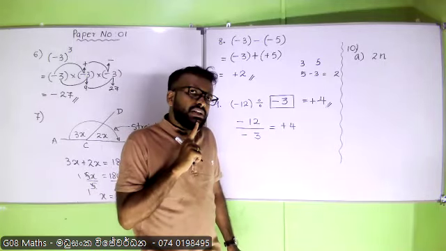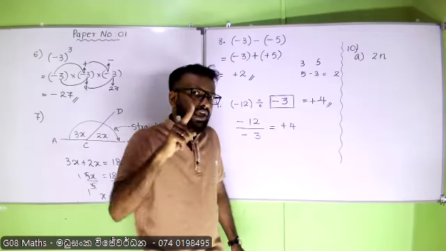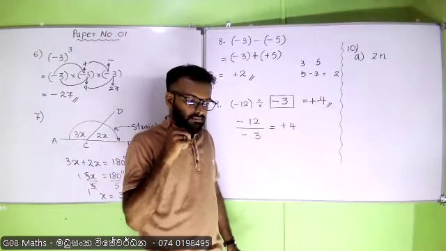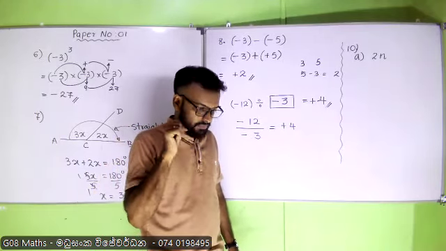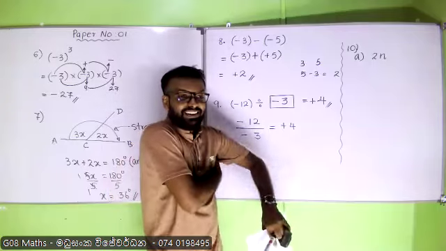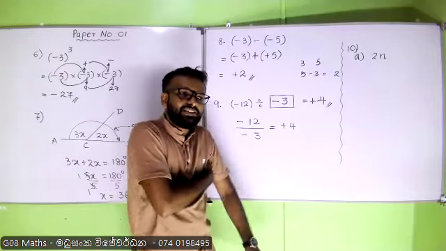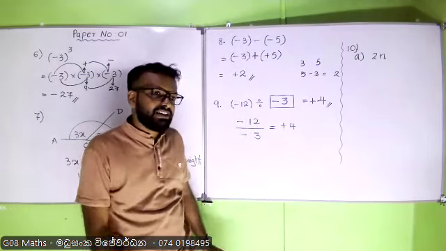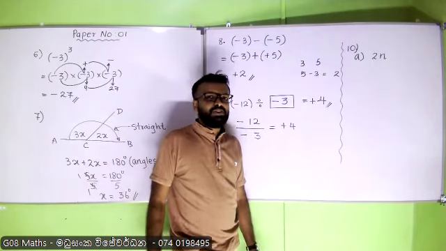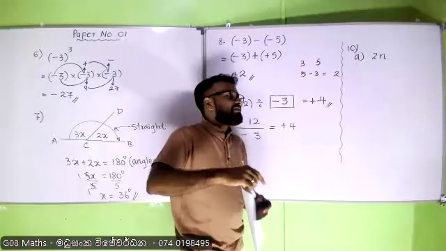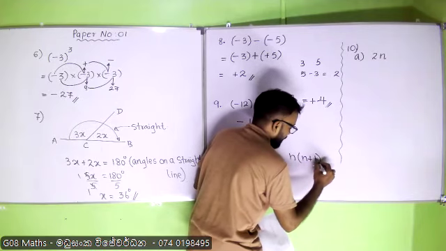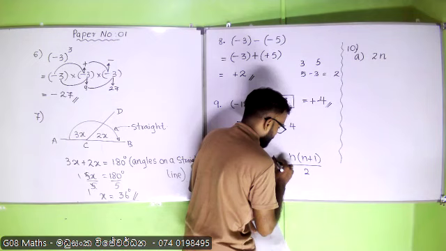Can anyone tell me what is the general term of the triangular number pattern? n multiplied by... Try it again. Can anyone tell me what is the general term of the triangular number pattern? 2n minus 1 divided by 2? No. n times n plus 1 divided by 2. This is the general term of the triangular number pattern.